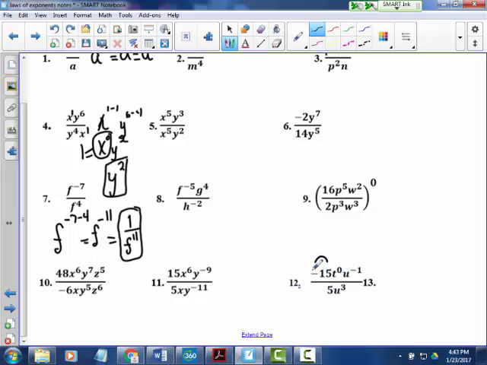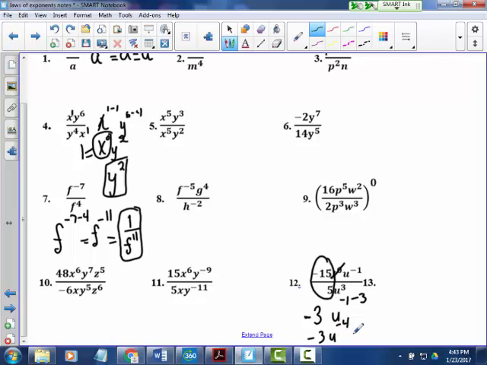Well, we take the coefficients and we just divide those. So negative 15 divided by 5 is negative 3. Then we remember that anything to the 0 power is 1, and when I multiply by 1, that doesn't change. Okay, I left off my negative sign. Sorry about that. All right, then we have u to the negative 1 plus, minus 3, which would give us negative 3 times u to the negative 4.